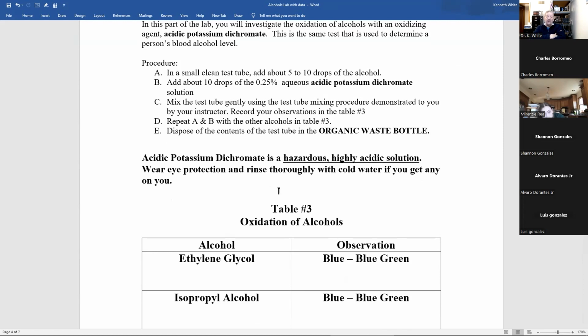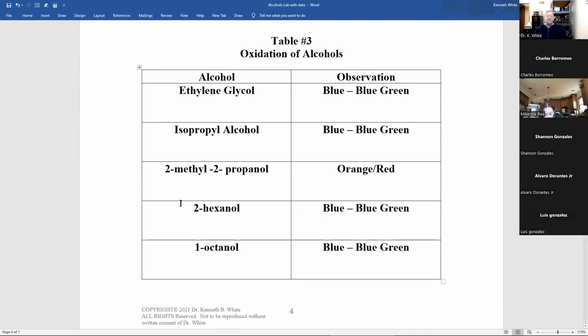Now, we always wear eye protection in the lab, and I still warn people about the acid, but you're not going to be using it. If you were in the lab, this is what you would see for each one of these. Use this data to answer questions at the end of the lab.